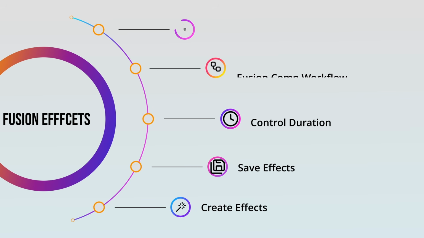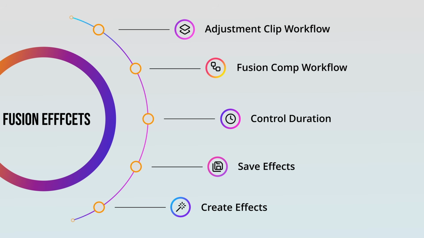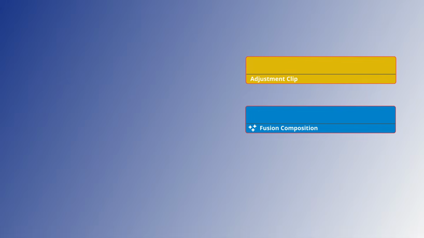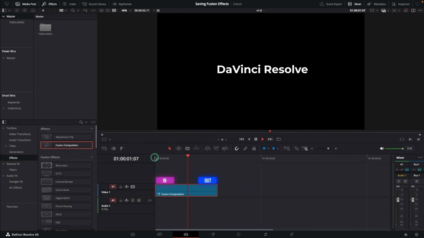In this video, I will show you everything you need to know about creating and saving Fusion effects with built-in duration control. And it doesn't matter if you are using a Fusion composition or an adjustment clip. We will cover both step by step. So let's create this text effect on a Fusion composition and save it as a macro.